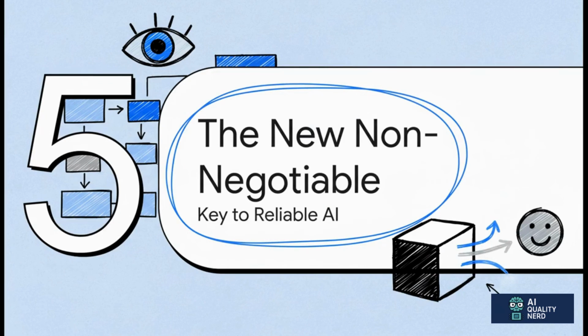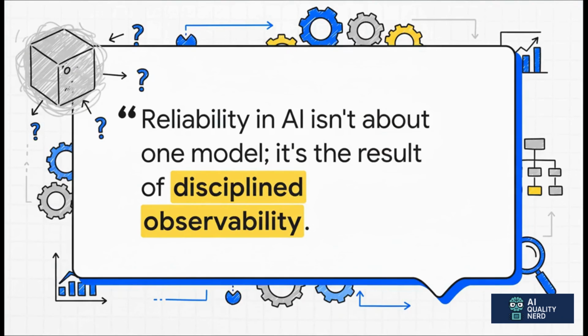Okay, so this brings us to the final and maybe most important point. We're calling this the new non-negotiable. Because let's be honest, observability isn't just a nice-to-have anymore. For reliable AI, it's an absolute must. There's this great quote that just hits the nail on the head. Reliability in complex AI systems is the result of disciplined AI observability. What does that mean? It means you can stop searching for some mythical perfect model. Instead, you focus on building a solid system that lets you understand and manage any model you're using.